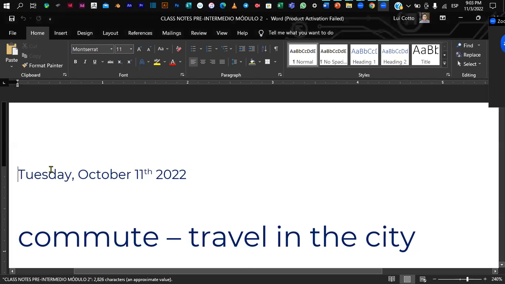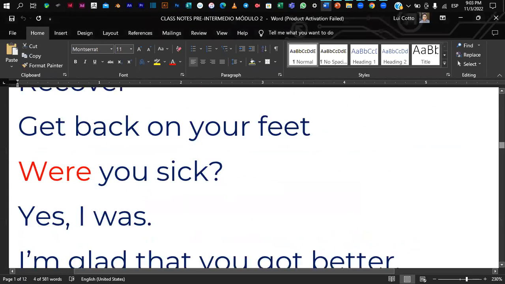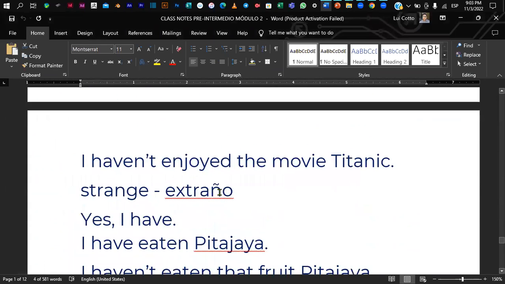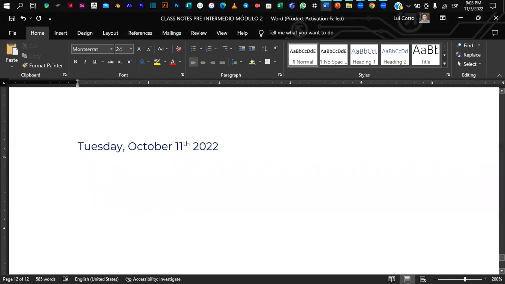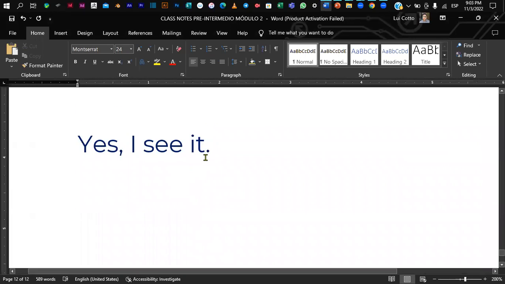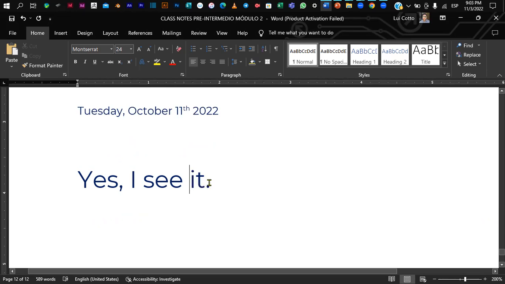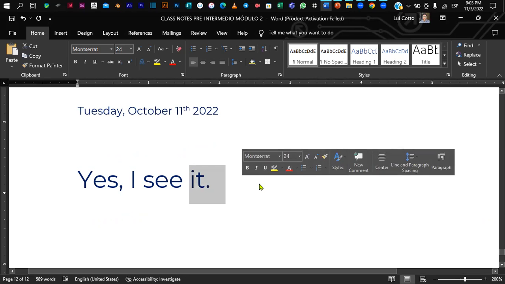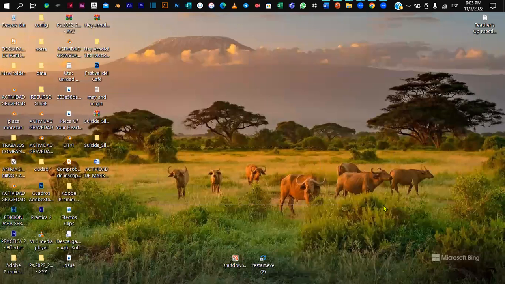Do you see the screen, guys? Yes, I see the screen. Yes, I see it. The screen and it are the same, but not to repeat the screen, para no repetir the screen, we can use it. Okay, but do you see the buffaloes?